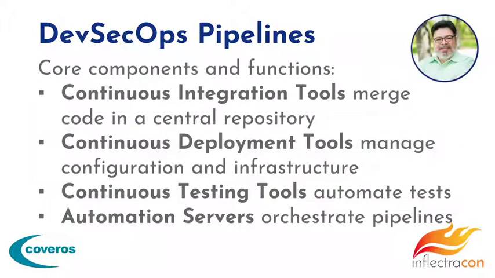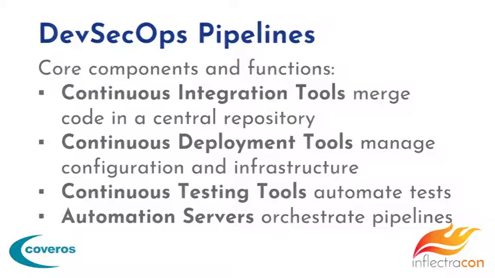There are four major components in pipelines. Continuous integration, or CI tools, help us manage code in a central repository. Continuous deployment, or CD tools, manage configuration and infrastructure. Continuous testing tools help us automate tests, and automation servers help us orchestrate our pipelines.